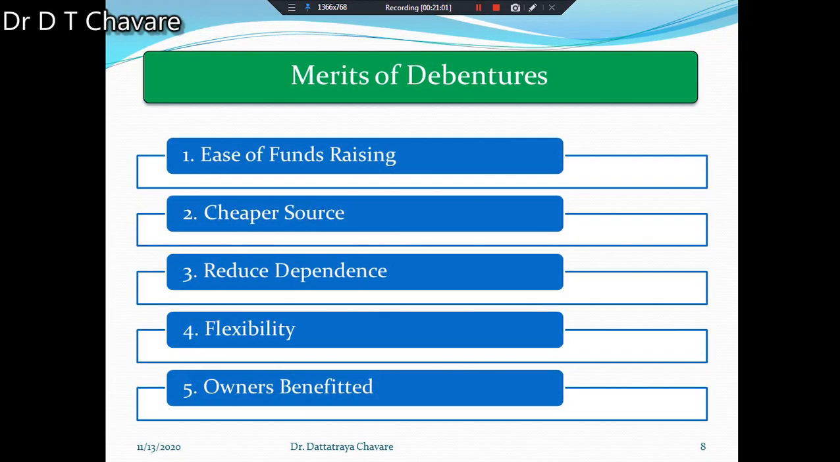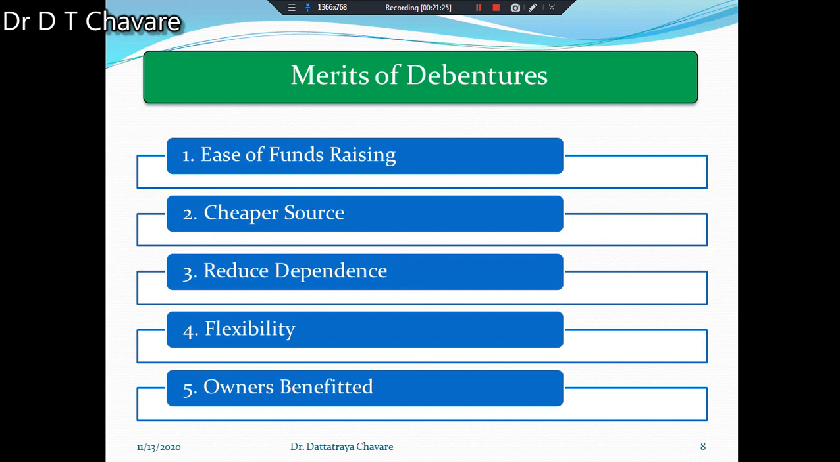Now, what are the merits of debentures? Those merits also we have to study. Debentures play a very significant role in meeting the long-term requirement of the company. With the help of debentures also, a company can fulfill its long-term requirement. Following are the advantages or merits of debentures.